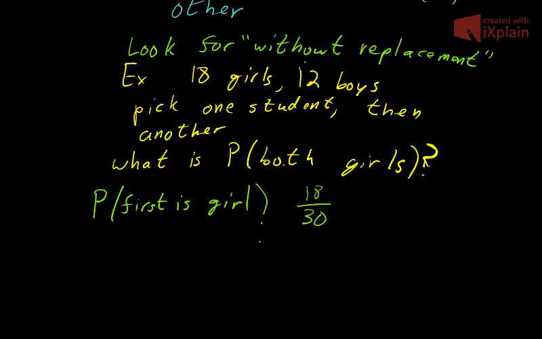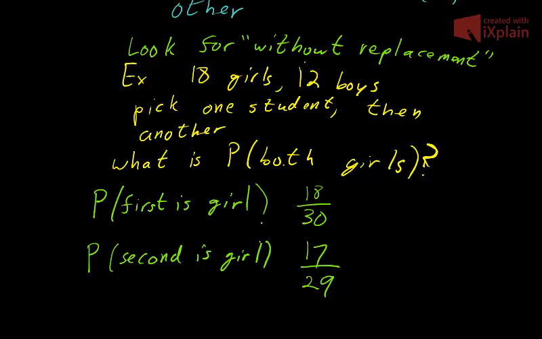So I have the probability that the first is a girl, and now I just need to figure out the probability the second is a girl. So I want to pretend that the first one worked out. I have to first imagine that the first is a girl, and then think about who's left. Now I don't have 30 students anymore to pick from. I only have 29. And if the first one I picked was a girl, then I only have 17 girls left in the classroom. So it would be 17 out of 29.